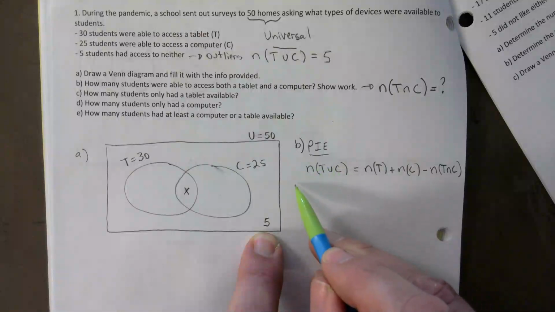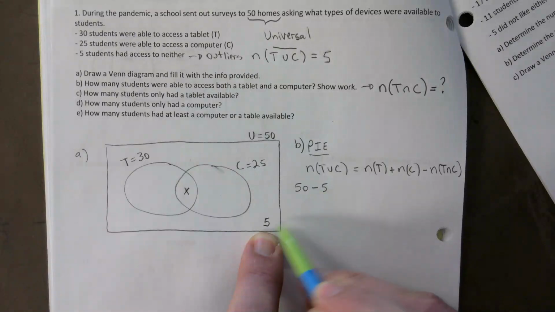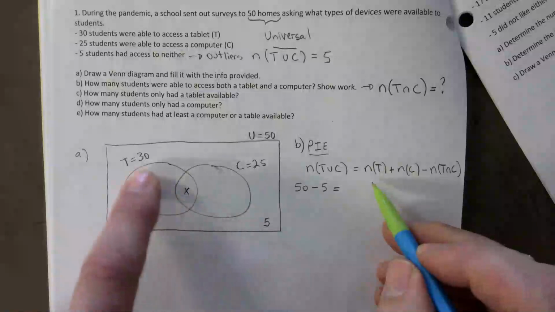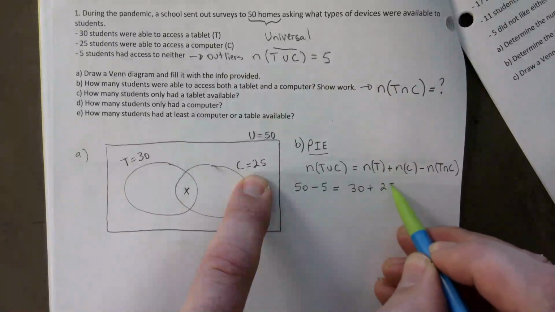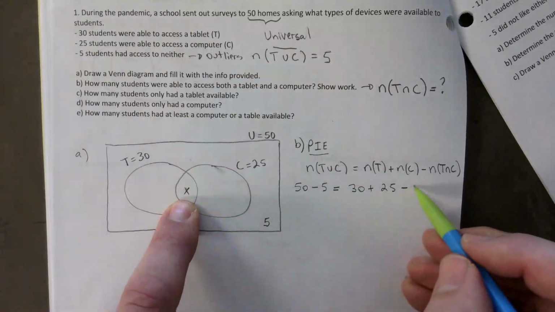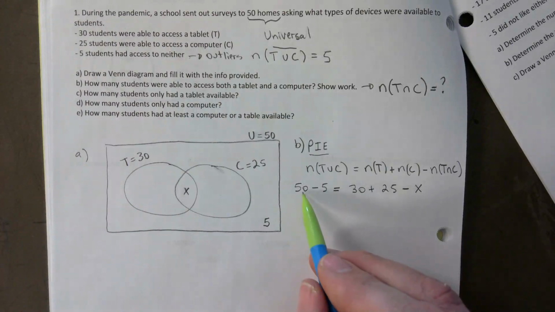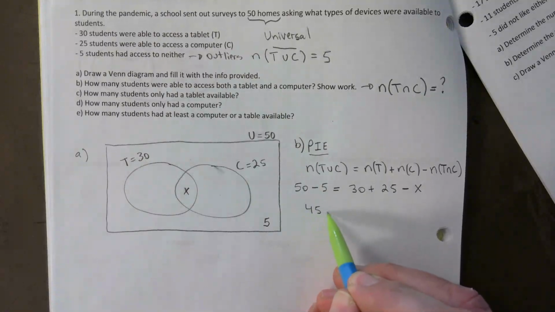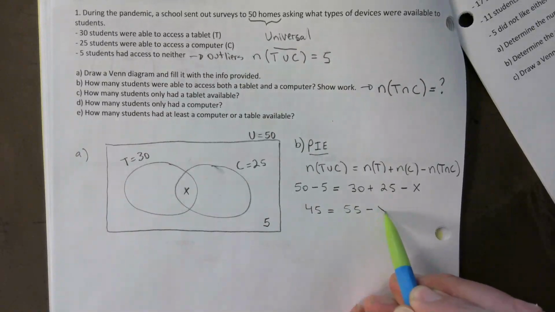So you need to start this section as follows. 50 minus 5. You're going to take away the outliers. And that's going to be equal to 30 plus 25 minus, do you know what this is? We have no idea, so we're going to call that x. And I think at this point you will realize, oh yeah, I'm just going to isolate for x, and I'm going to figure out what it is. So 50 minus 5 is 45. 30 plus 25 is 55 minus x.